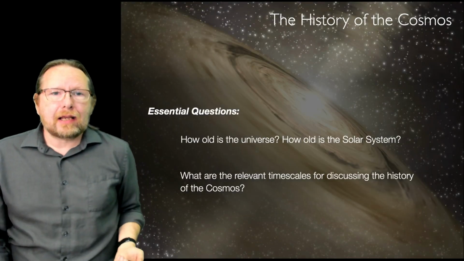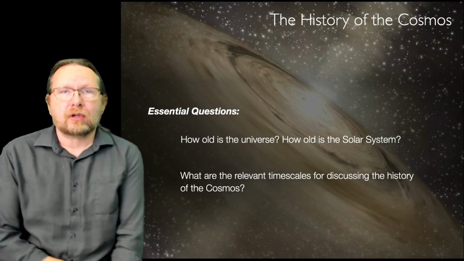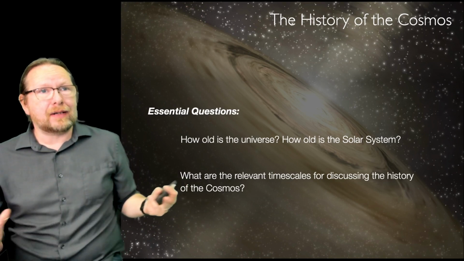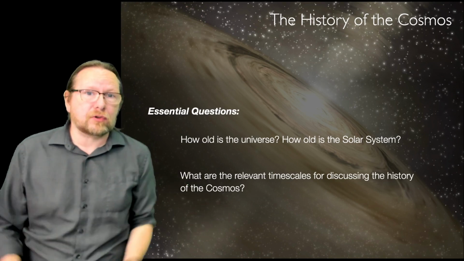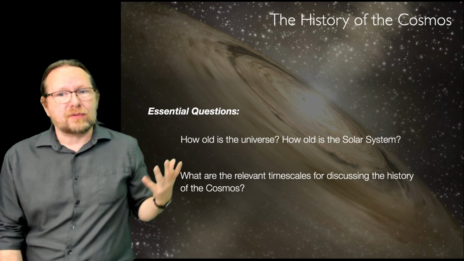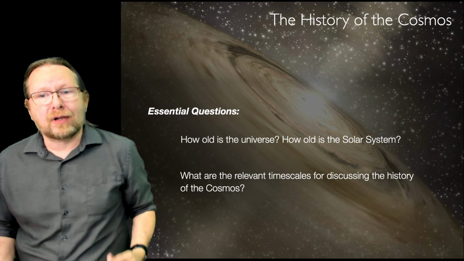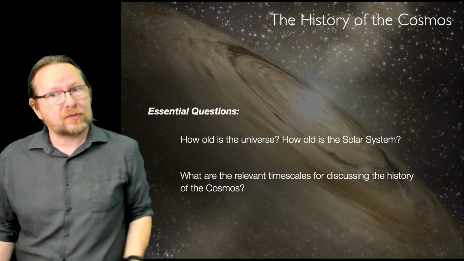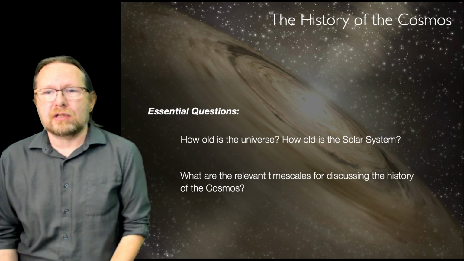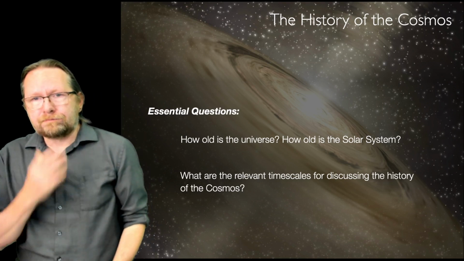So in an earlier video, we talked about cosmic distance scales and how to think about the scope of the universe in space. What I want to do in this video is talk about the same thing in terms of time. What are the relevant time scales for talking about our universe, and how old is our universe and our solar system and the things in the universe?